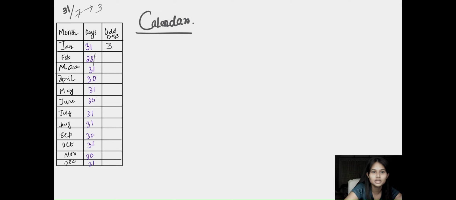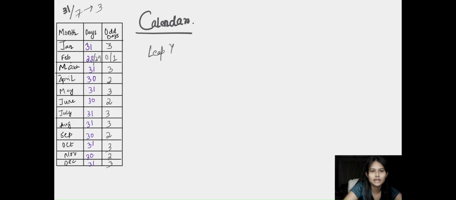Similarly for February, there are 28 days and in a leap year 29. So I will get 0 odd days or 1 odd day. For March 3, April 2, May again 3, 2, 3, 3. So this way if you know the number of days, you can easily take out the number of odd days. These are the odd days and days. You have to remember this.